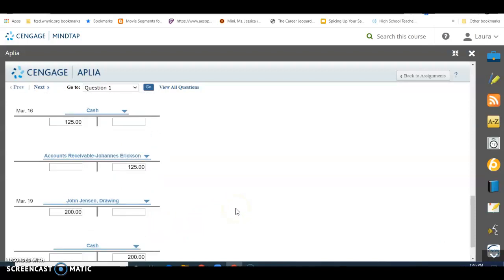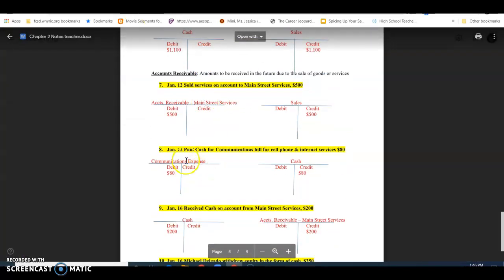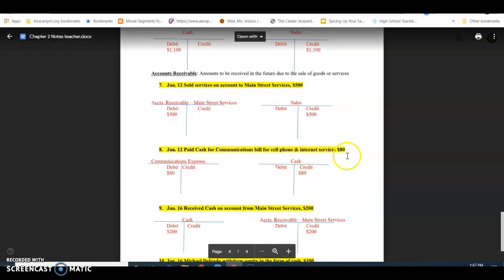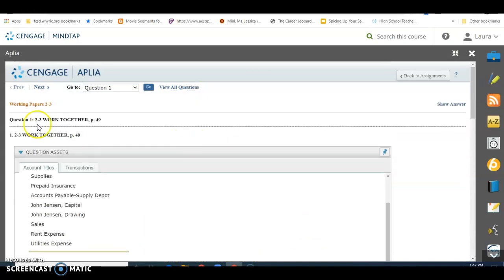So these again might seem a little tricky at first. Remember to always go back to your notes because they're all in here. Different names, but the same type of transaction is posted in your notes, so you can always have something to refer back to if you forget how to do the debits and credits for those. So this concludes the 2-3 Work Together problem. Go ahead and finish this and move on to the On Your Own for 2-3.